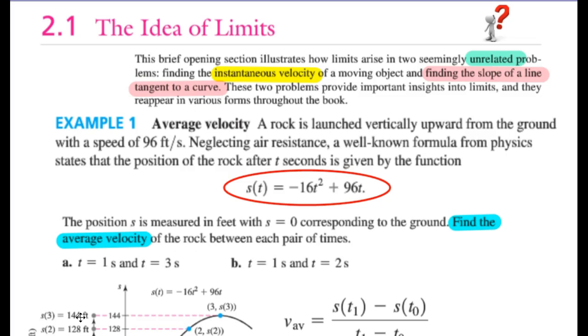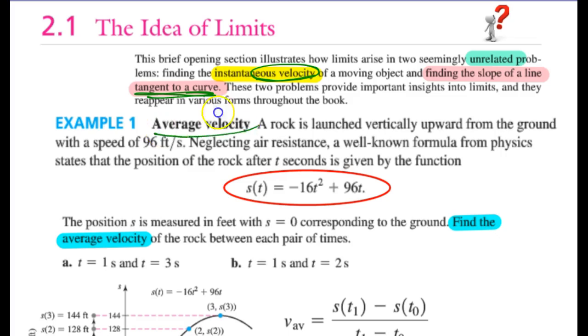Today we're going to look at the idea of limits. And it may seem at first that the idea of instantaneous velocity has no relationship to the line tangent to the curve. But we're going to explore how velocity and the tangent line are really the derivative, what we'll come to know as the derivative.